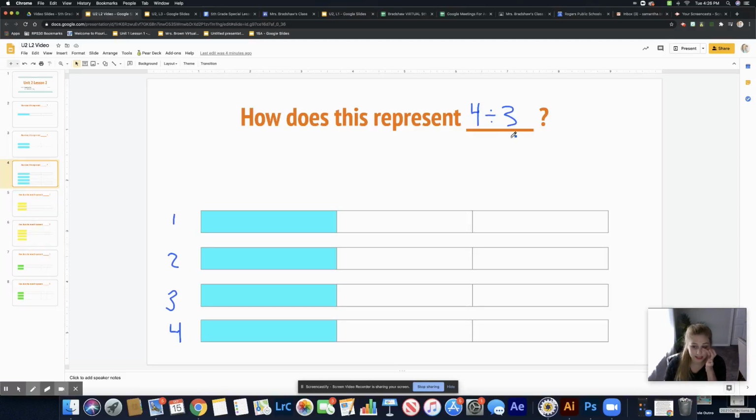And so I want to look to see if I can find my answer. Well, I have 1/3 here, 1/3 here, 1/3 here, and 1/3 here. So if I add 1/3 plus 1/3 plus 1/3 plus 1/3, I get 4/3. So 4 divided by 3 equals 4/3. But remember that fraction bar can also be read as divided by. So 4 divided by 3 equals 4 divided by 3.